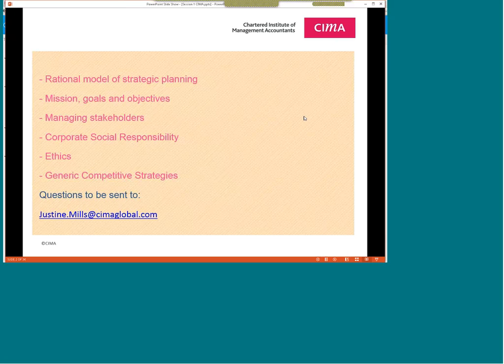So based on the strategic planning, we are going to cover today mission, goals, and objectives. So we will start from the beginning, and managing stakeholders, what is important for you to know in terms of stakeholders, corporate social responsibility, because as you could see, there was quite a lot on corporate social responsibility in the case study facts. Ethics, which relates to the topic, and at the end we will start with strategic options and generating competitive strategies. And then in session 2 and 3 we will go a bit more into the specific strategies and strategy creation itself, and then implementation as well.